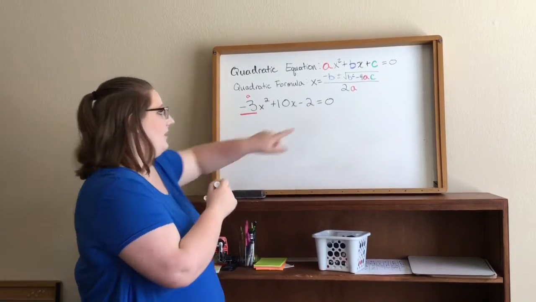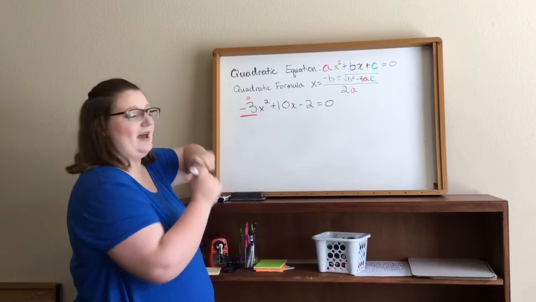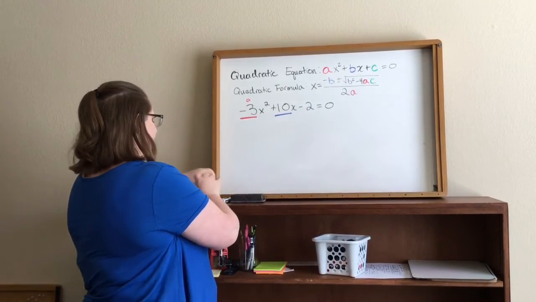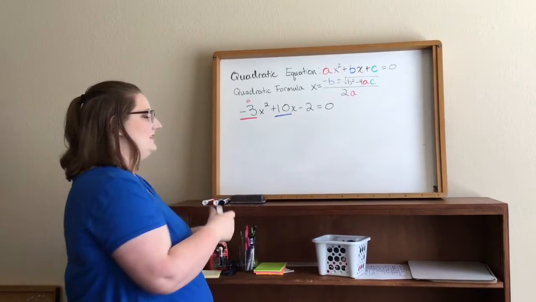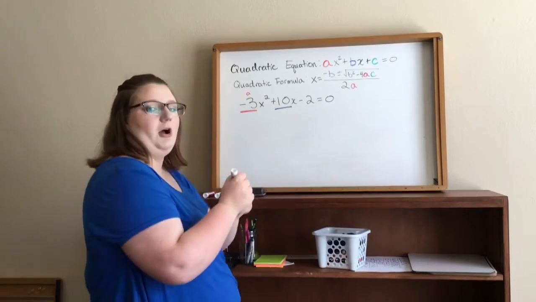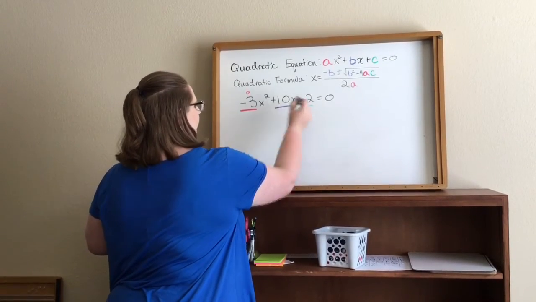B is our number in front of x. So in this example, b is going to be positive 10. And finally, c is our constant, or the number that does not have a variable with it. So in this problem, that's going to be negative 2.